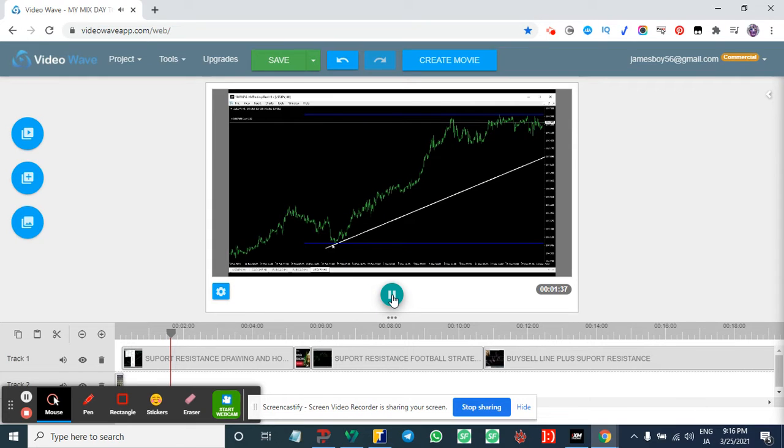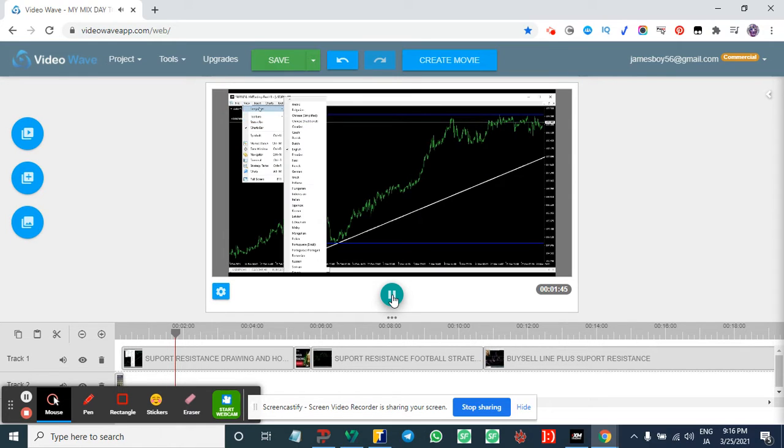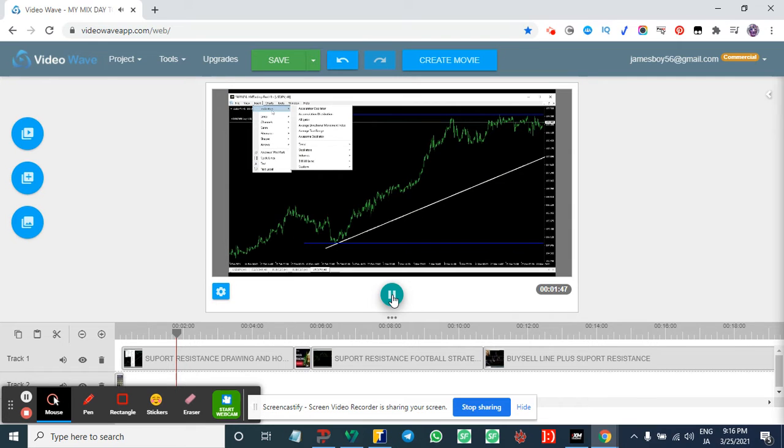From the base of the trend line, you see, to the high. That is your 500. Now, what do we want to do? Let's draw another trend line.